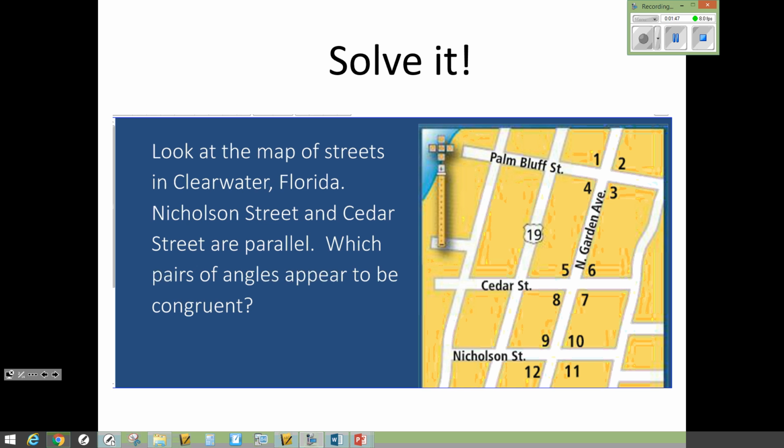So, make sure that we're paying attention. We're just going to go through the room and you give me a different pair of angles. So starting with table 9, what's one of your pair of congruent angles? Okay, 1 and 3. How do we know they are congruent? They are vertical angles. Okay, good. Table 8, what's another pair?